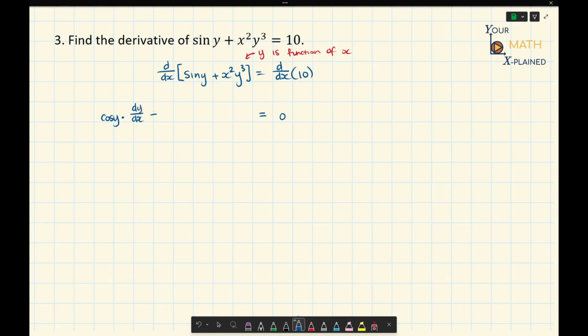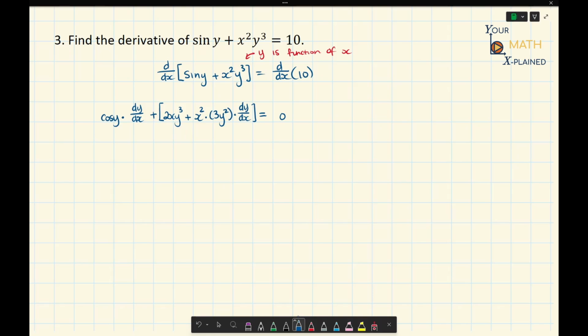Next, we're going to add the derivative of x squared times y cubed. So here we need to do our product rule first. So that's going to be 2x times y cubed. And then we add that to x squared times the derivative of y cubed, which is 3y squared. And then again, chain rule means we need to multiply this by dy/dx.